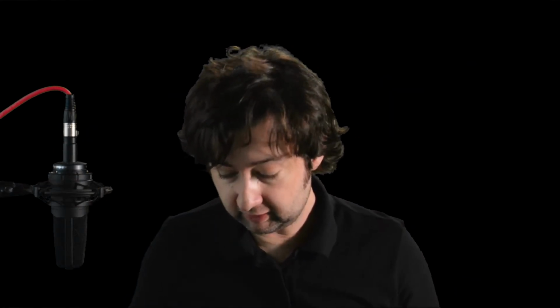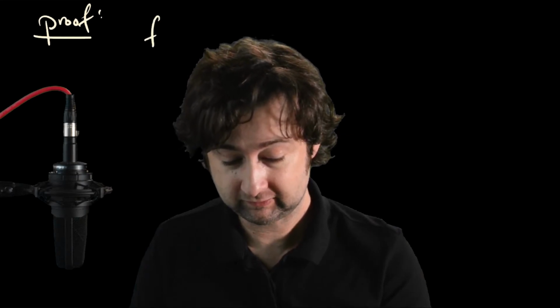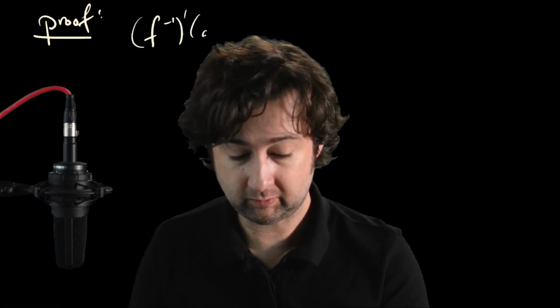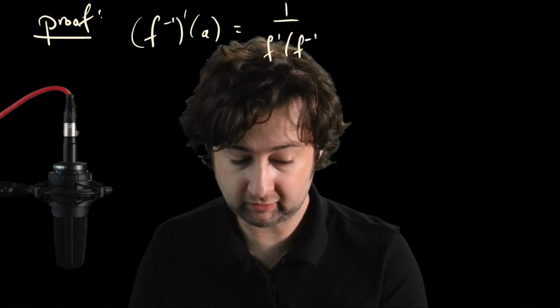Okay, so for those of you that are interested, I'm going to write down a proof of this. This proof is not required, but if you're interested in the way that mathematics is going to look going forward, if you're a math major, you might actually want to look at this because we're going to use some properties of f in order to show this. So what is the formula we're trying to show? We're trying to show that f inverse prime at a is equal to 1 over f prime of f inverse at a.